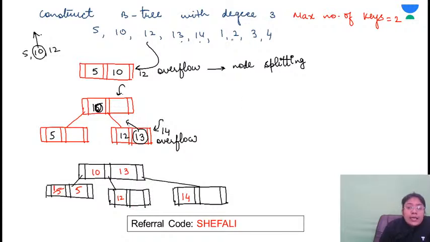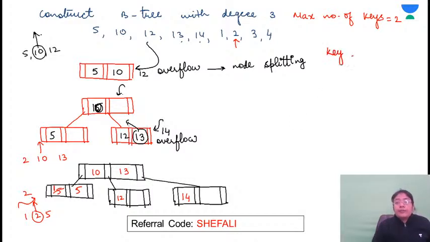Now, in the next case, we are getting the element 2. If I try to insert 2 here, this comes out to be 1, 2, 5, which is not possible. So this means that we need to go for the node splitting. Now, when 2 will go up, here it comes out to be 2, 10 and 13. Again, it's a case of overflow. Again, there is a case of node splitting. But sometimes what happens is they do consider the concept of redistribution. Key redistribution.